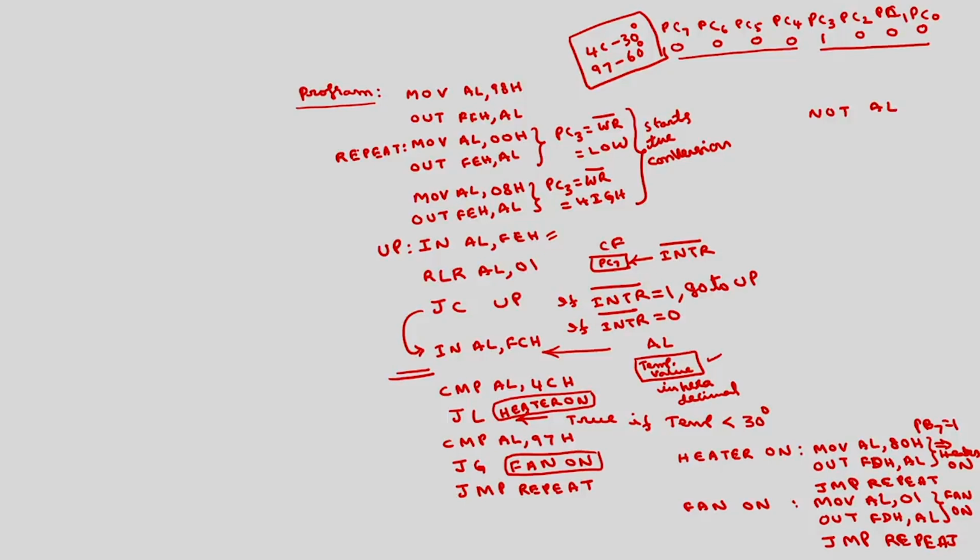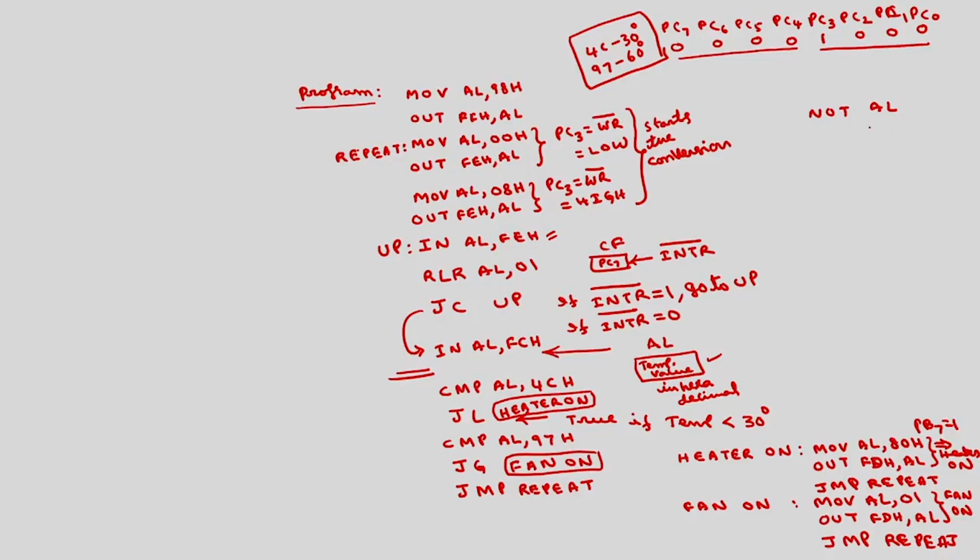If temperature is highest, then the heater will be operated at low voltages. If temperature is low, then you have to operate the heater at highest voltages. That is why you are taking NOT AL. So, the AL contents will be complemented. This I have to send on to the D to A converter. So, AL is there, you have to output it onto the D to A converter.